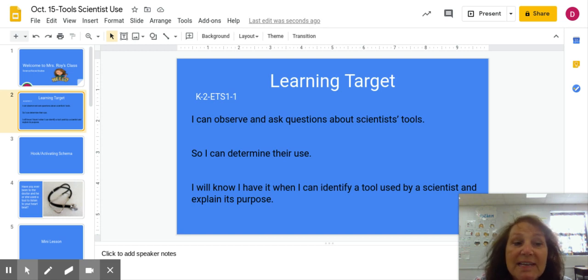Hi, boys and girls. Yesterday, we learned about scientists and the job that they do. Today, we're going to learn about the tools that scientists use to do their job. Our learning target today: I can observe and ask questions about scientists' tools so I can determine their use. I will know I have it when I can identify a tool used by a scientist and explain its purpose.